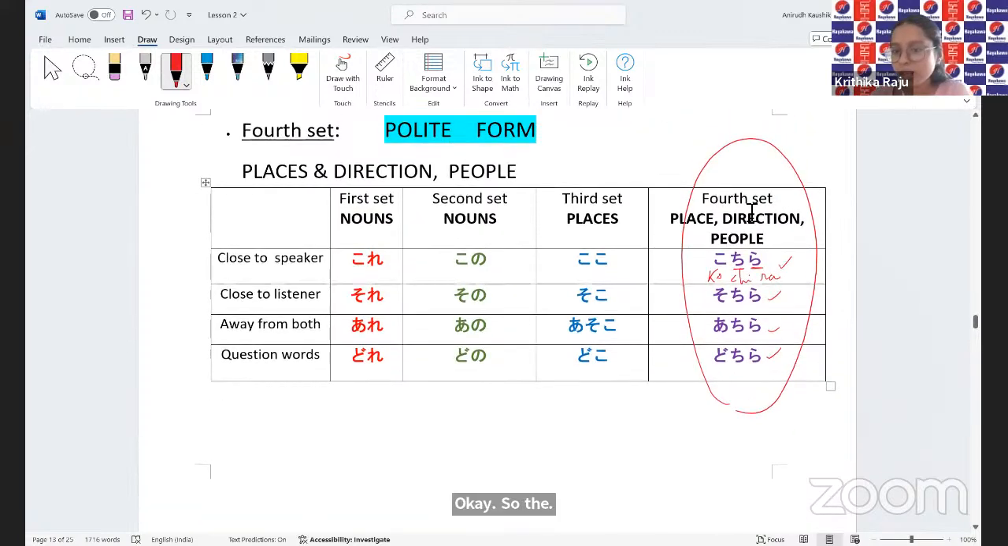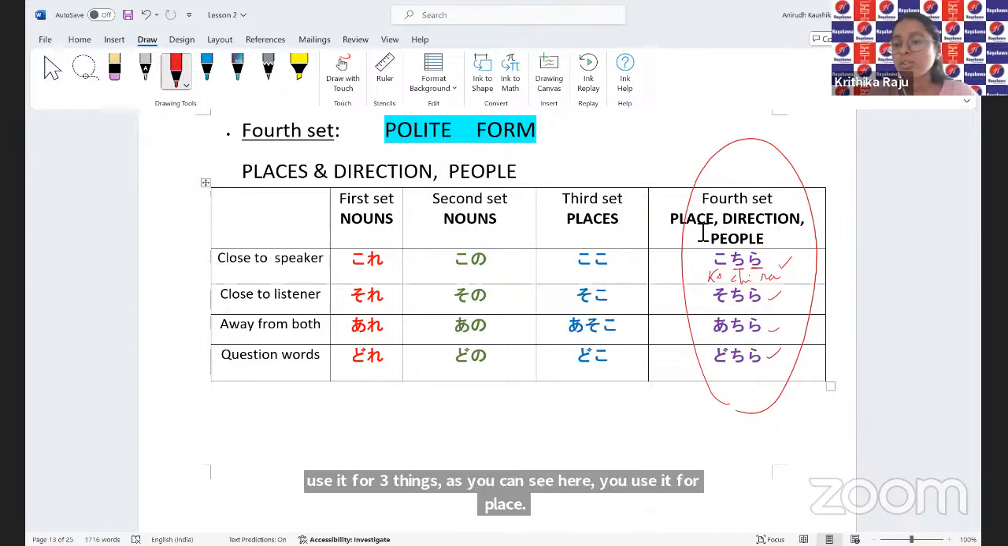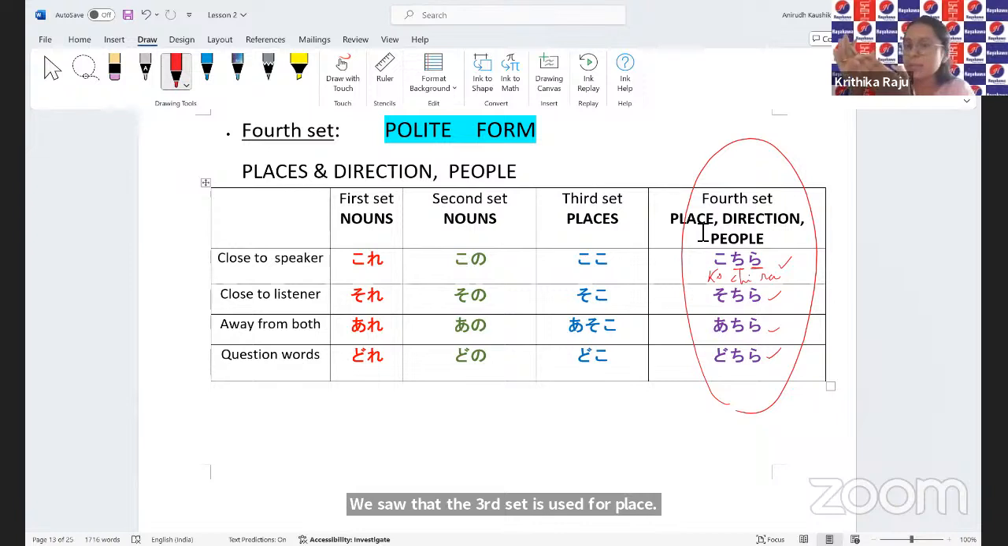And how do you use it? You use it for three things. You use it for place. We saw that the third set is used for place, but the fourth set is also used for place. Additionally, it's also used to talk about direction, not just a place. This way, go this way, go that way over there. And thirdly, it's also used to talk about people around you. Suppose you want to introduce somebody who's standing next to you. You can refer to that person as Kochira.